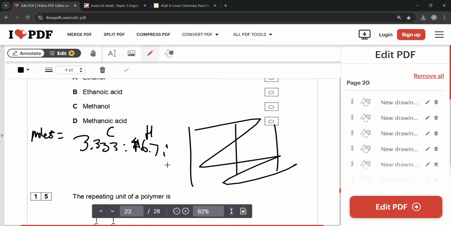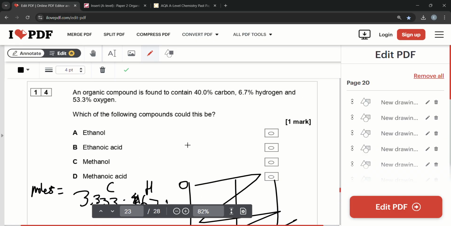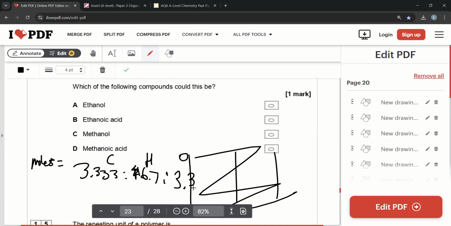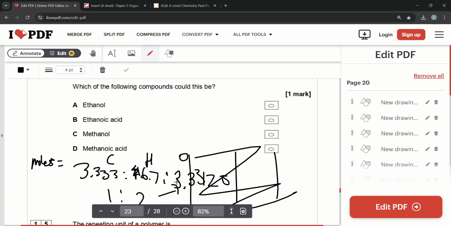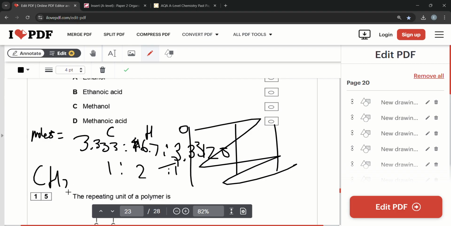And oxygen, 53.3% oxygen, 53.3 divided by 16, 3.33. Then divide by the smallest molar ratio. So it'll give me 1 to 6.7 divided by 3.33, 1 to 2 to 1, obviously. So that tells me it's CH2O.